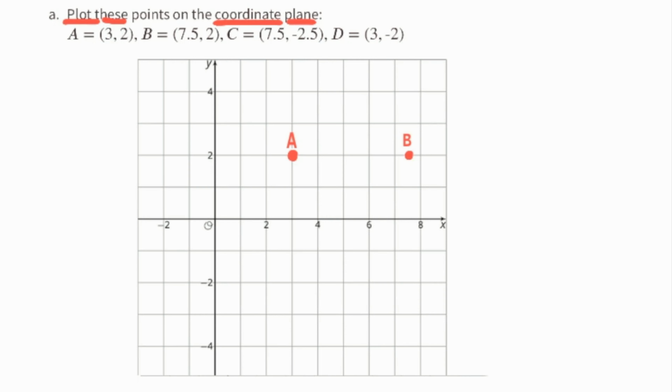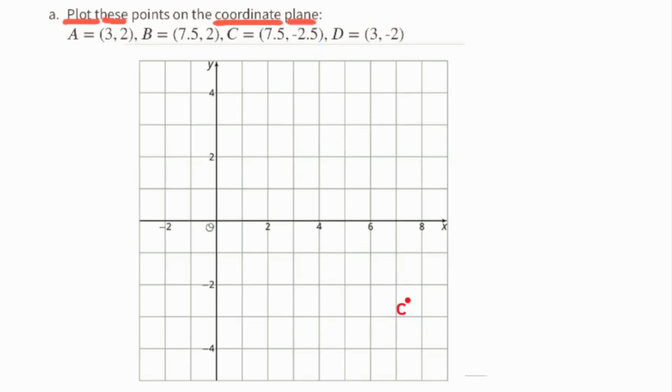C. The coordinates for C are 7.5 and negative 2.5. This means you're going to start at the origin, move to the right 7.5 units, then you're going to move down vertically 2.5 units. This is the location you would plot point C.